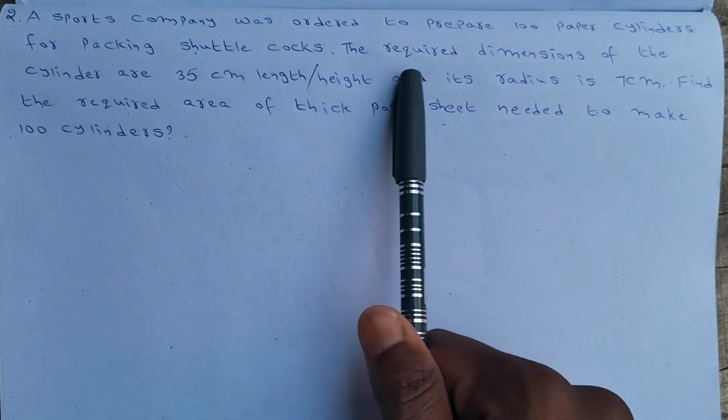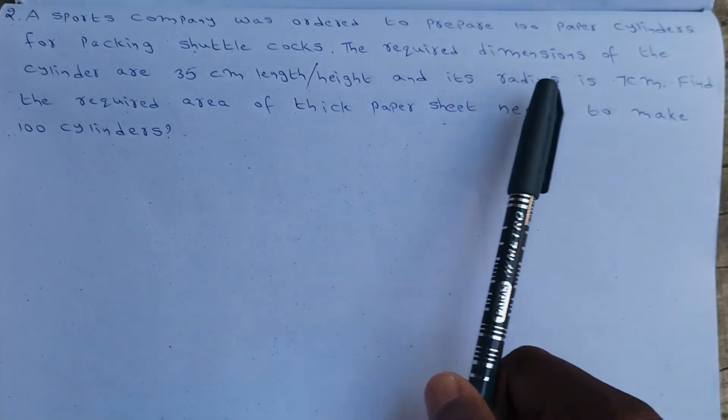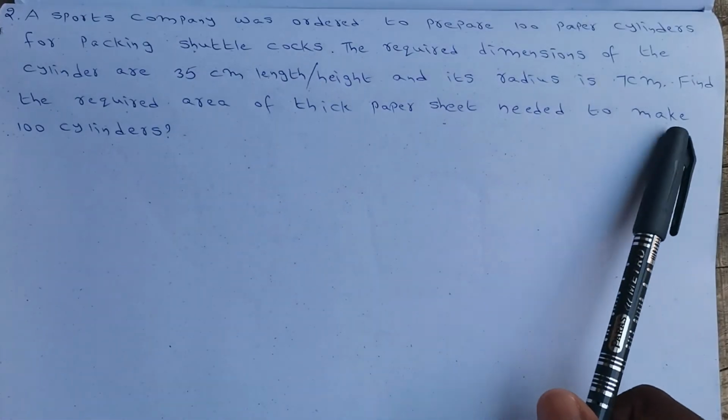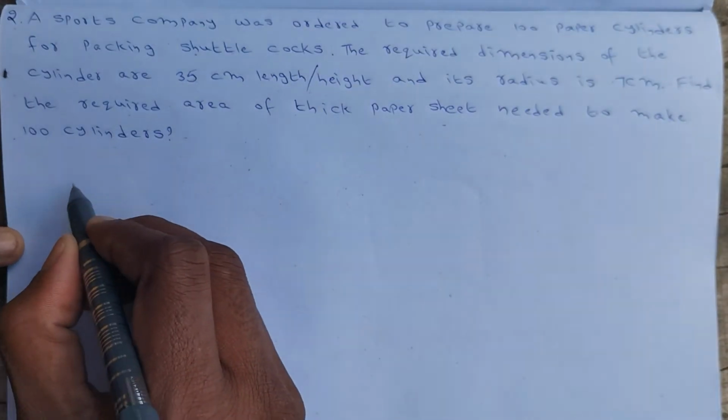Then the required dimensions of the cylinder are 35 centimeter length or height, and its radius is 7 centimeter. Then find the required area of thick paper sheet needed to make 100 cylinders. So first let us find how much area is required for one cylinder, then we will go with the 100 cylinders. Okay, we want one cylinder now.